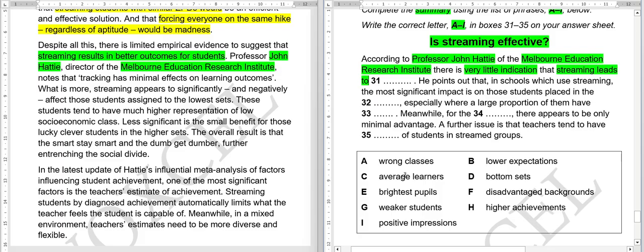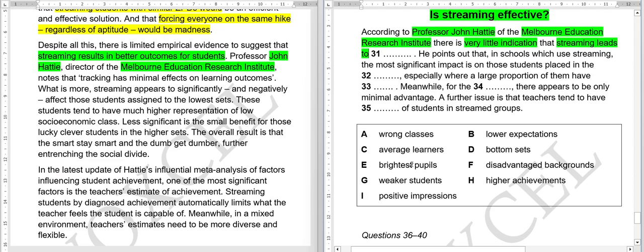Before this, let's read all the options and see if you are able to understand them. Wrong classes, it's quite easy. Lower expectations means your expectations are not that high. Average learners, bottom sets, brightest pupils means students, disadvantaged backgrounds. So what does this word mean? This collocation, disadvantaged backgrounds, mostly refers to students from poor families, who have some kind of difficulty at home, or single parent households, students belonging to those kinds of situations. Meaning to say they have some kind of disadvantage.